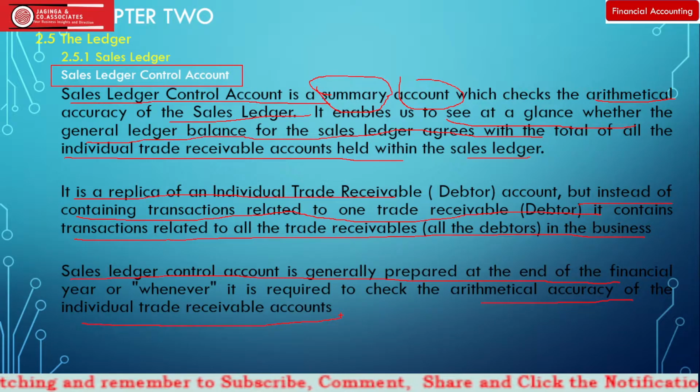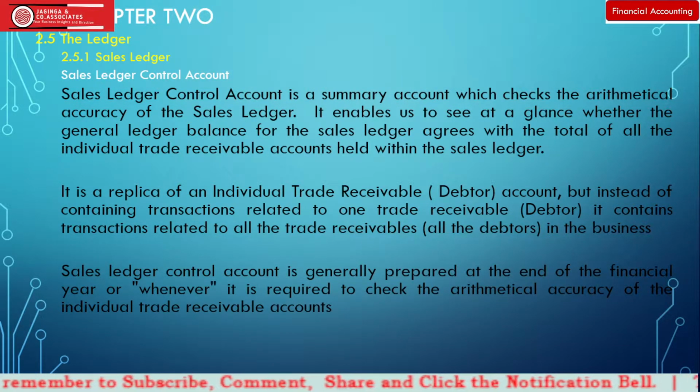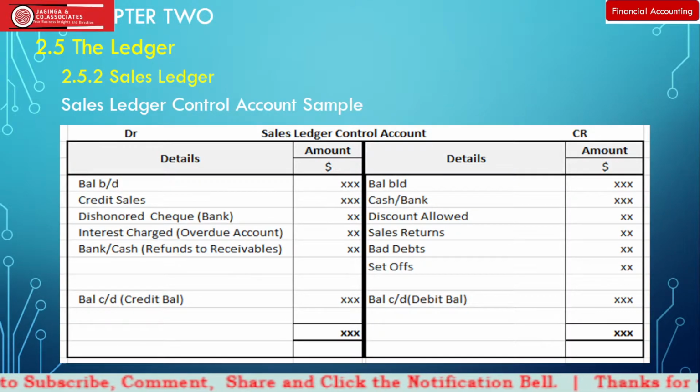Let me first show you how the sales ledger control account looks. Here is the sales ledger control account. We have the debit side and the credit side. The debit side will include all the credit sales. It will include all the dishonored checks, those checks that the customer has paid but the bank has dishonored. It will include the interest we've charged on overdue balances. Maybe the customer was supposed to pay within 30 days, but has gone beyond 30 days, so we need to charge for the extra days the customer has not paid. And then we also have bank or cash refunds receivable.